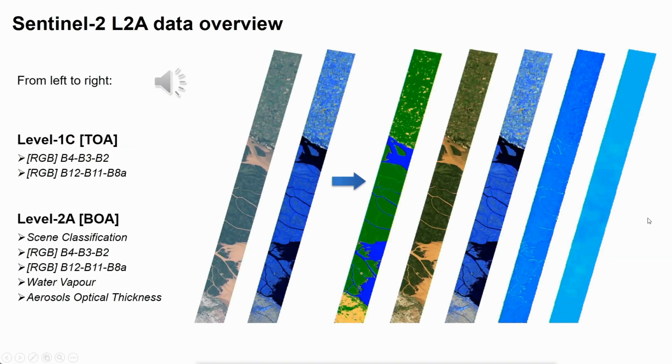Here is an example of level 1C and level 2A Sentinel-2 data. On the left, you see the level 1C products, the top of atmosphere products. And on the right, you have the atmospherically corrected products, level 2A. You can see on the left the RGB natural color combination for level 1C, and on the right, the RGB for level 2A after the atmospheric correction. You also have, as mentioned before, the scene classification map, the water vapor map, and the aerosol optical thickness map.